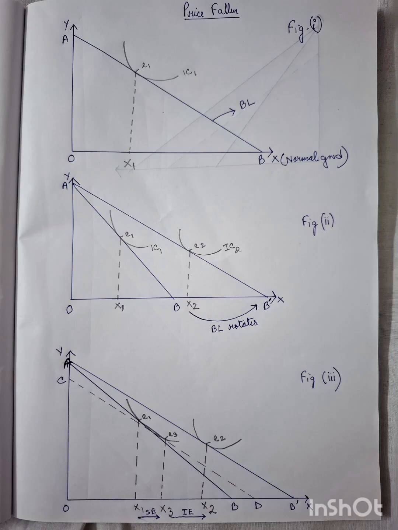Now if I take away 5 rupees, you have only 5 rupees in your hand, and the price of Maggi is also 5 rupees. So you can consume only 1 unit of Maggi, 1 packet.